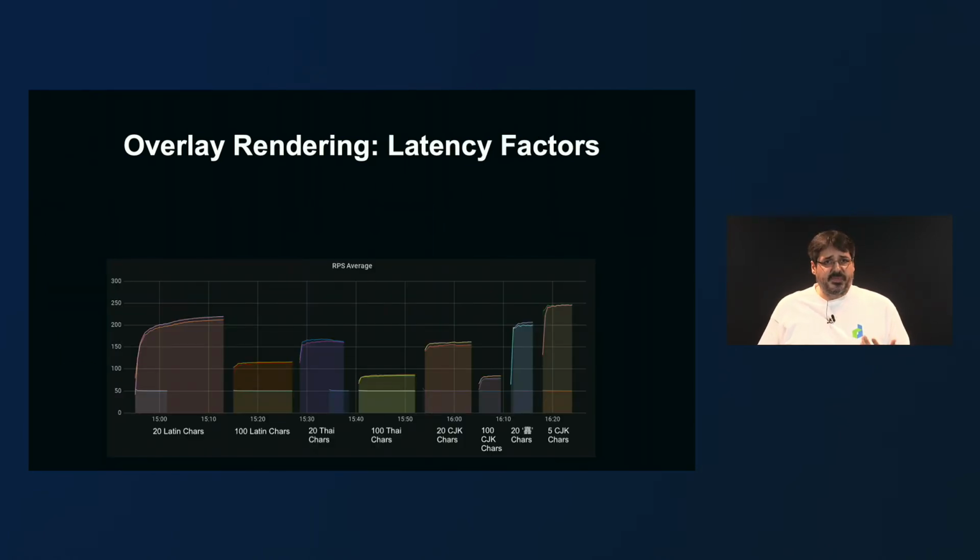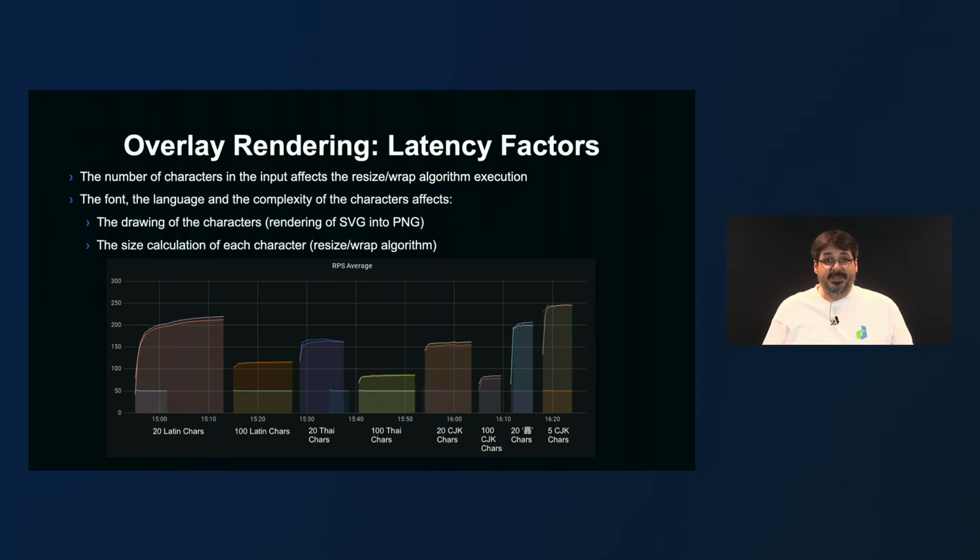So the first obvious thing is that, well, the number of characters in input affects the resize and wrapping algorithm. Since it's an iterative approach, it will take a few more passes for longer text compared to a short one. But also the font, the language, and the complexity of the characters affect the drawing of the characters themselves when rendering the SVG to PNG, for example, but also the size calculation of each character that is required for the resize and wrapping algorithm. Well, what this means for us is that, well, capacity planning is going to be a bit more complicated.